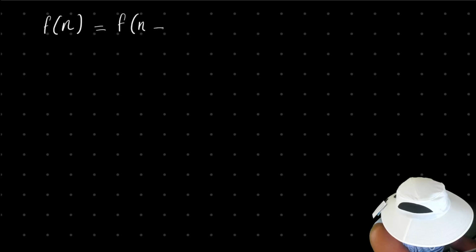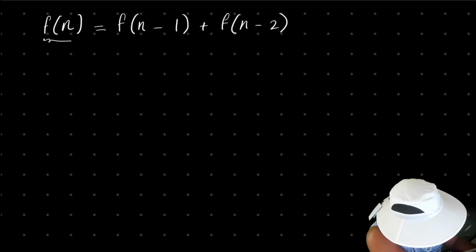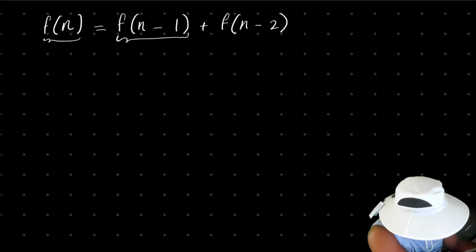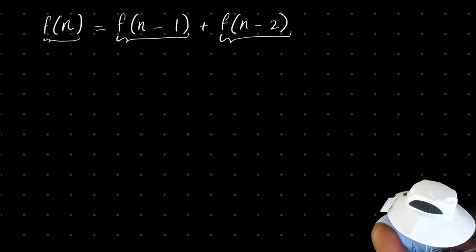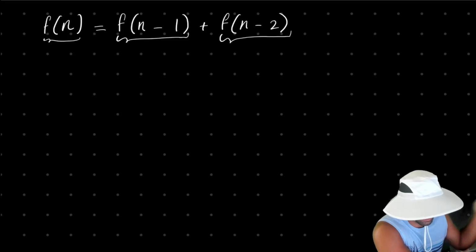The recurrence relation was f of n equals f of n minus 1 plus f of n minus 2. This means the number of ways to climb a staircase of size n will be the number of ways to climb a staircase of size n minus 1 plus the number of ways to climb a staircase of size n minus 2. I know we saw it so many times, it's getting boring, but I want to discuss a newer solution.